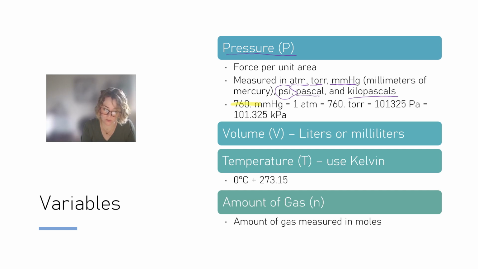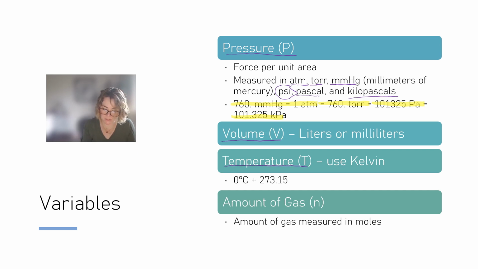Your conversions are, for every 760 millimeters of mercury, that is equal to 1 atmosphere, or 760 torr, which is equal to 101,325 pascals, or 100.325 kilopascals. So volume is a capital V. The units for volume will be in either liters or milliliters, and we've used those before.